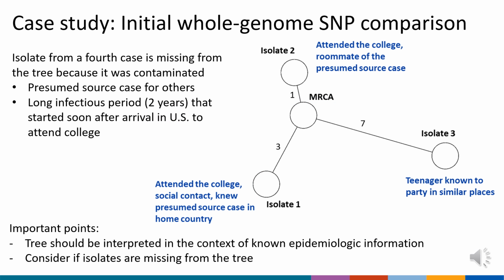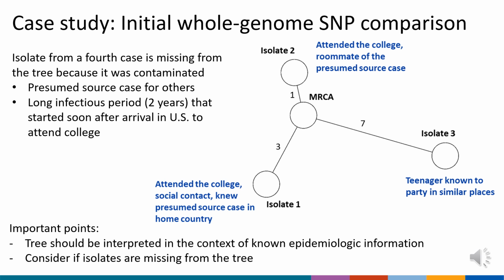As an example, let's consider the phylogenetic tree that we generated earlier in this training. This example is particularly interesting because these results were unexpected, so it's a good example of taking into account the known epi information and also considering if isolates are missing from the tree when interpreting the results. This also serves as an example of how SNP distances can change depending on what isolates are in the comparison because of how the SNP filtering is done.